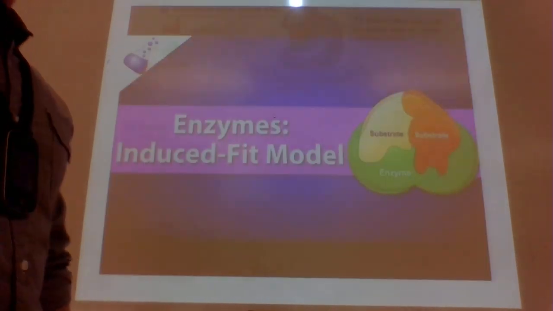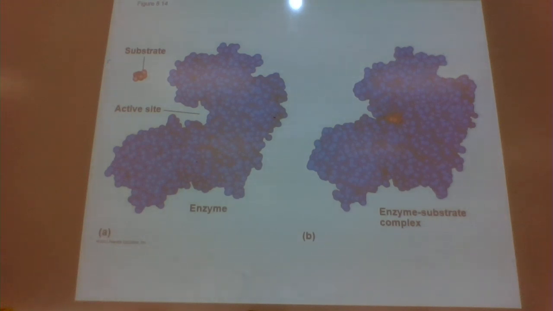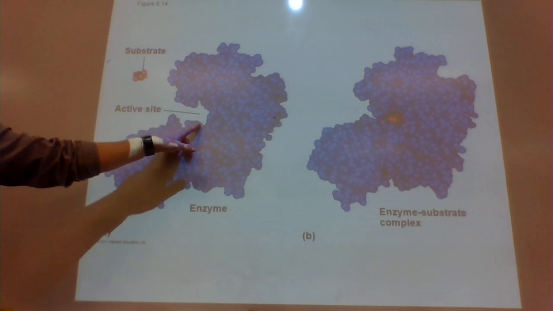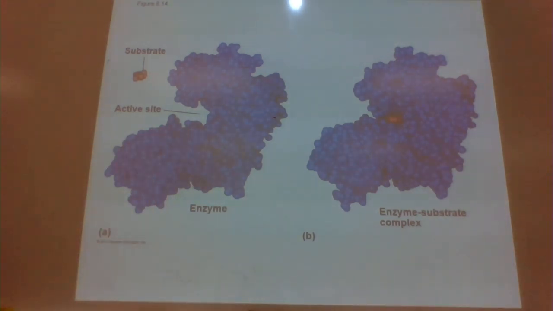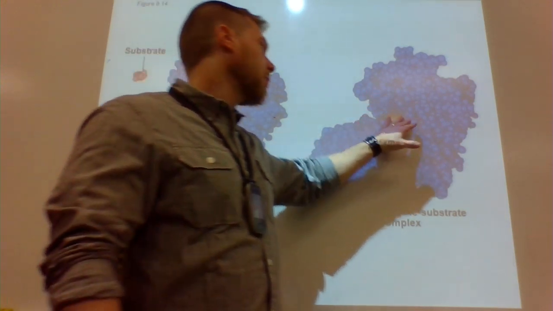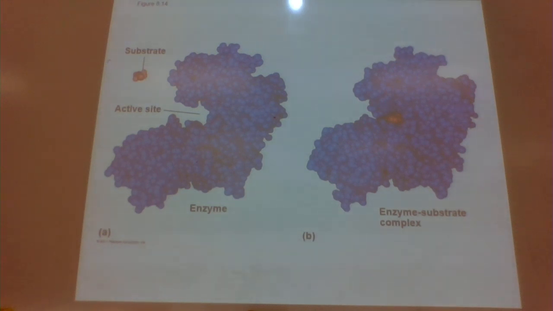Now, we said in class that when the substrate goes into the active site, just like you see right here in this model, so here's your active site, here's your substrate. One thing that you can notice is that enzymes are massive molecules. So these guys are huge compared to the size of the substrates that are in our body. When the substrate goes into the active site, the enzyme is going to change shape. And we always describe it as giving the substrate a hug. And we call this induced fit.